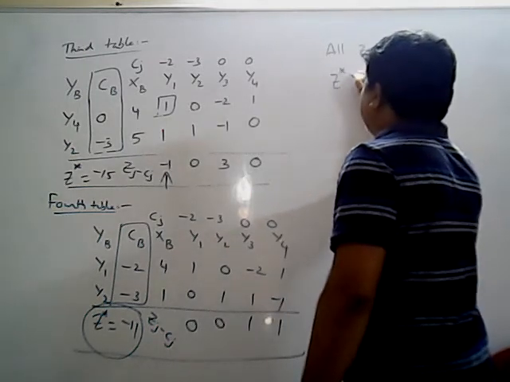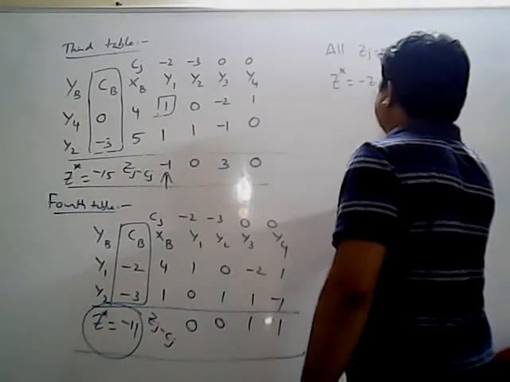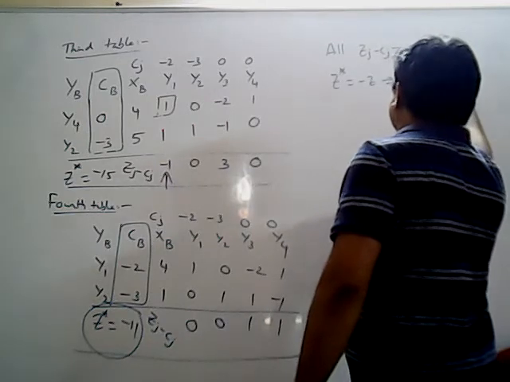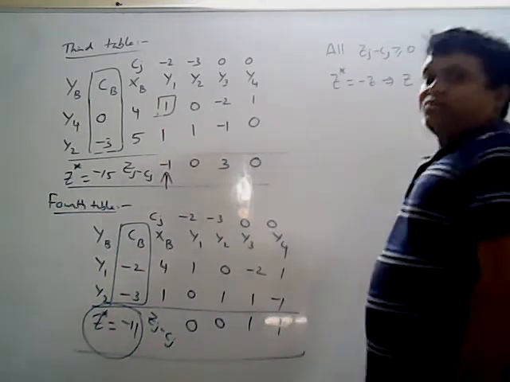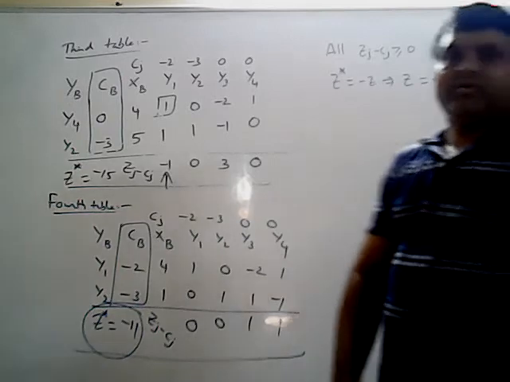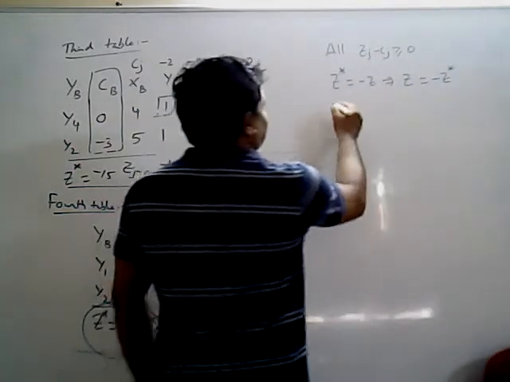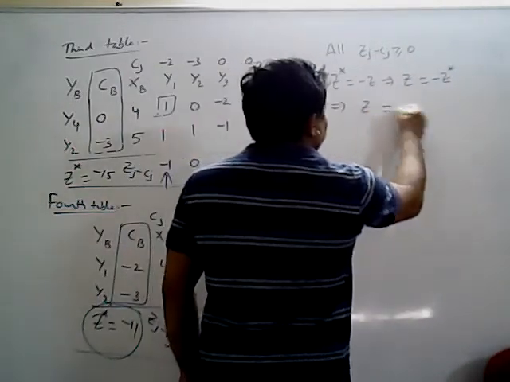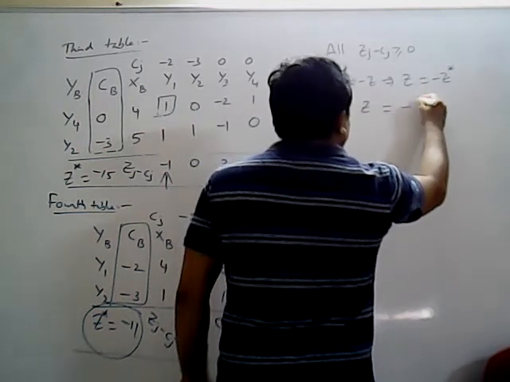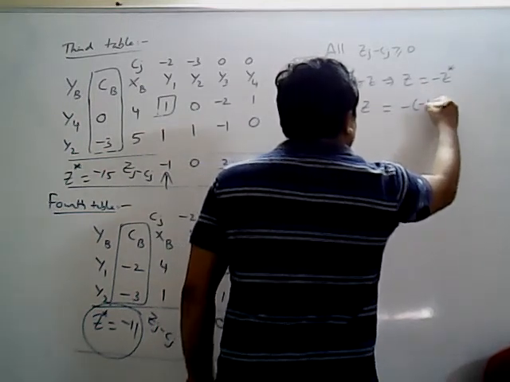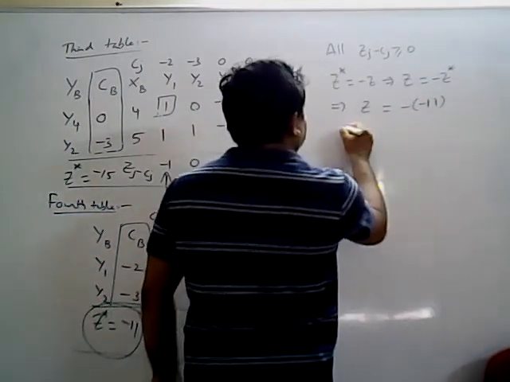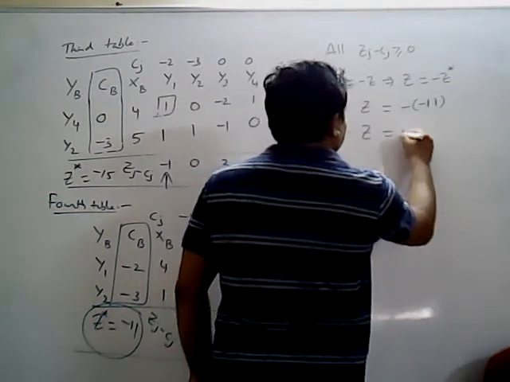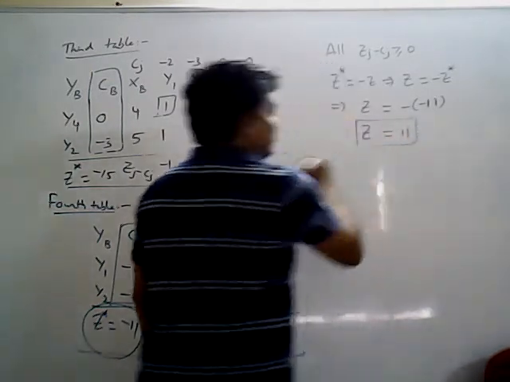actually what is the z star equal to minus z. That means what is the z value? So z equal to minus z star. Z equal to minus z star means what is it? -7. Z star is -7. Therefore, z equal to what is the z value again? Z equal to 11.